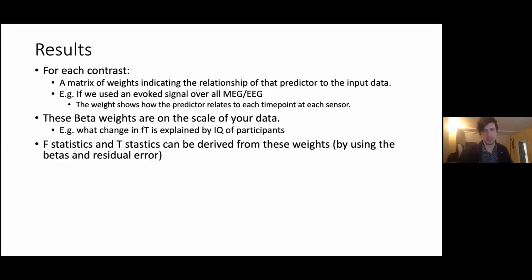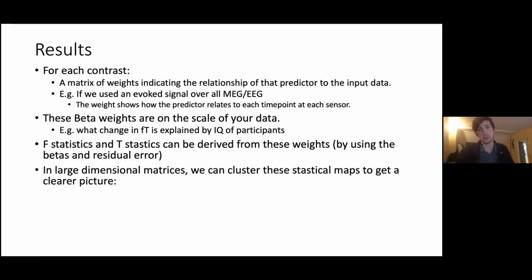And from those beta weights, you can derive F statistics and T statistics, statistical maps. You generate these by using the betas and the residual error. So you're looking at your signal in the context of how much is explained in the overall model.